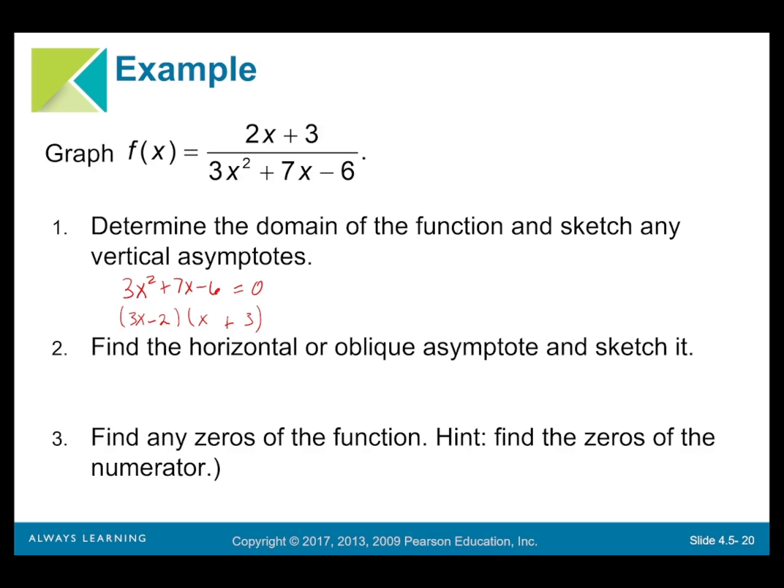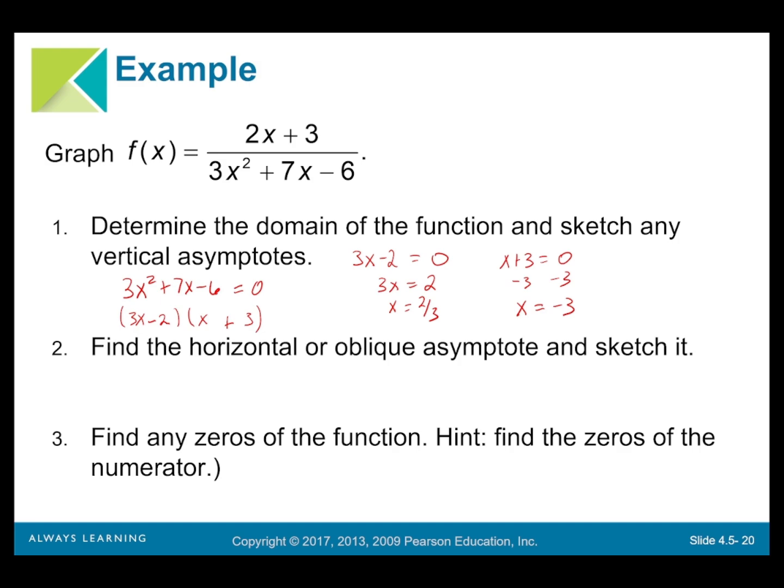Now to find the vertical asymptotes, which also informs our domain, we have to set each factor equal to 0. 3x minus 2 equals 0, and x plus 3 equals 0. Adding 2 to both sides over here, I have 3x equals 2, so x equals 2/3. Here, if I subtract 3 from both sides, x equals negative 3. Those are our two vertical asymptotes, and so our domain is all numbers leaving out those two.